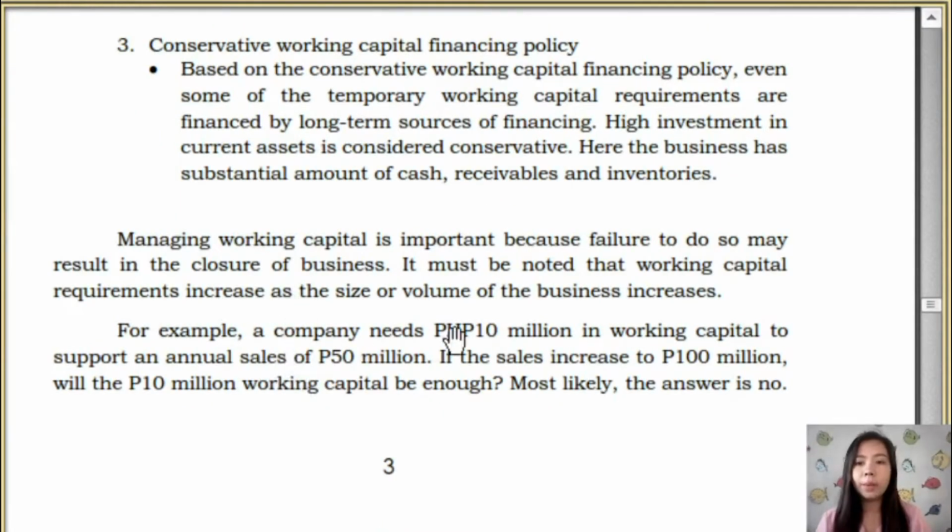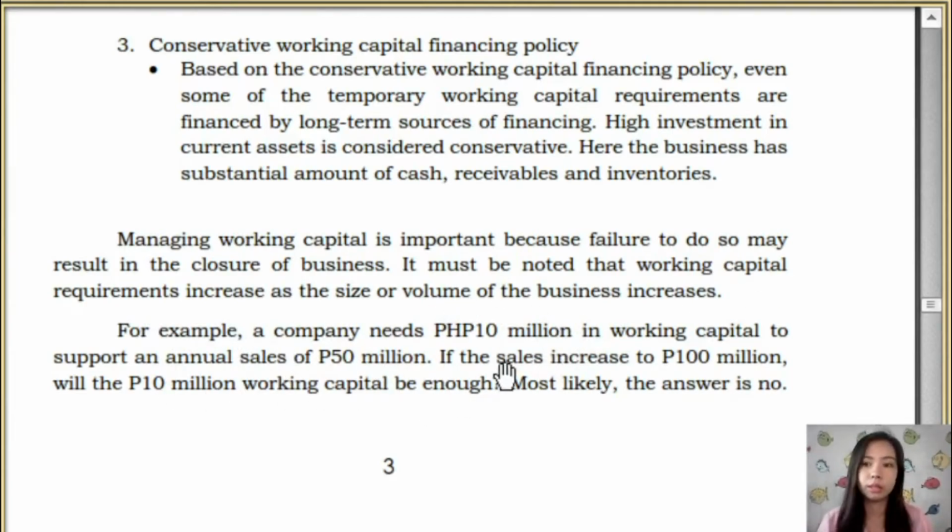For example, a company needs 10 million in working capital to support an annual sales of 50 million. Okay, so sa 50 million, kailangan niya ng 10 million na working capital. If the sales increase by 10 million, okay, so from 50 million annual sales, naging 100 million siya. Will 10 million working capital be enough? Okay, so, syempre hindi. Dahil nga dun sa unang statement natin, 10 million ang kailangang working capital sa 50 million annual sales.